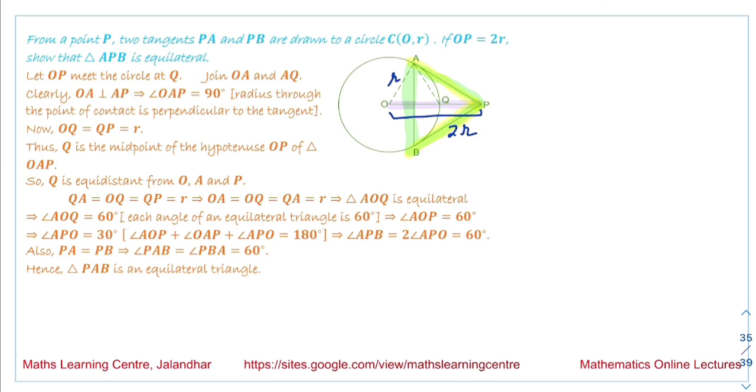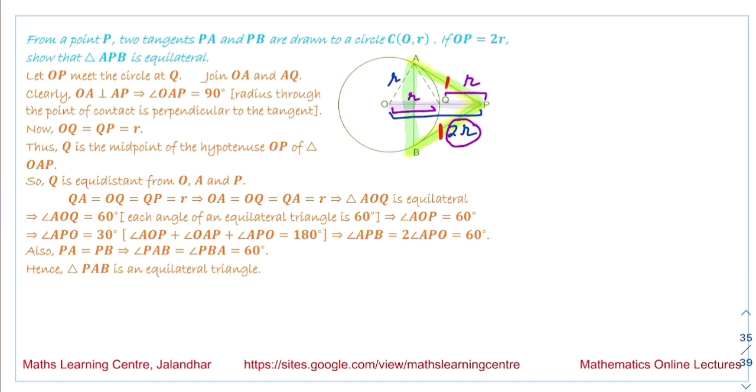Now the first thing we have is that P is the external point over here, so the lengths AP and PB are equal to each other. The radius of this circle is given to be R, so this length OQ is equal to R. The total length is 2R, so this length is also equal to R. So we get that Q is the midpoint of side OP.